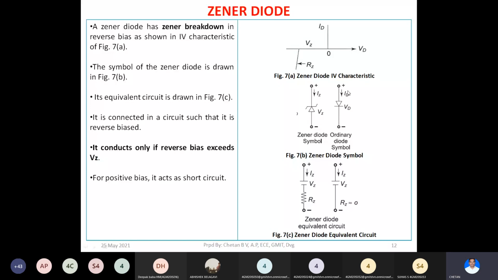And here the positive terminal of the diode, which is called as anode, is connected to the positive terminal of the supply, and the negative terminal of the diode, which is called as cathode, is connected to negative terminal of the supply. And the flow of current is always in the conventional direction, that is from positive terminal to negative terminal the current flows. This is the ordinary diode.